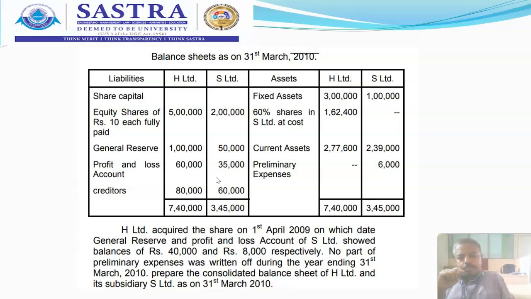The S Limited balance sheet shows equity share capital, fully paid, rupees 10 each, to the sum of rupees 2 lakhs. Of this, 40% belongs to the outsiders. So in this case, the 40% of this 2 lakhs is the minorities portion. So what would be the 40% of 2 lakhs? Yes, 80,000. So simple. 4 2s are 8, so 80,000.